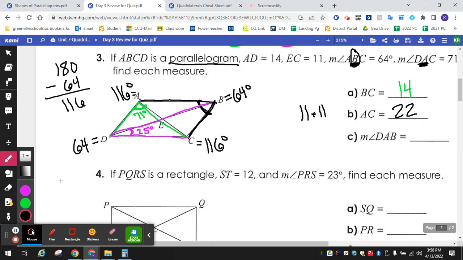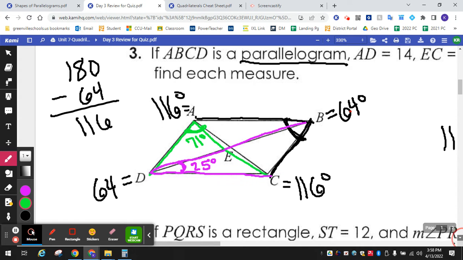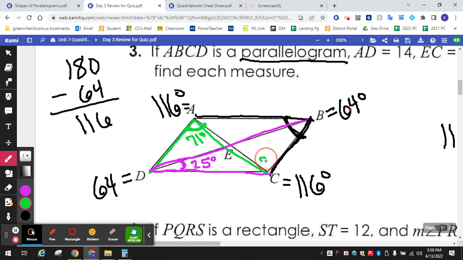Then to find the interior angles, use alternate interior angles. If this angle is 71, so is this angle. If this angle is 25, so is this angle. Now if you know the whole angle adds up to 116 and this part's 71, you can figure out what's left. The whole angle adds up to 116, you take away this part, and you're left with this little angle right here.